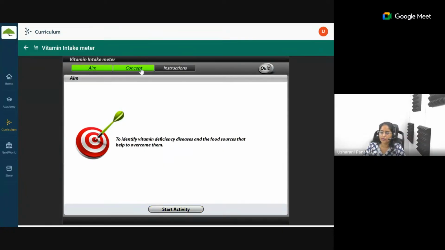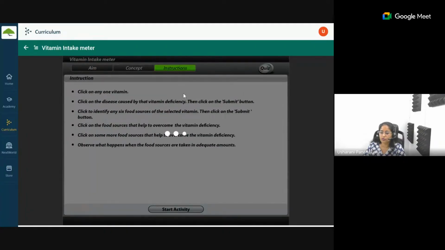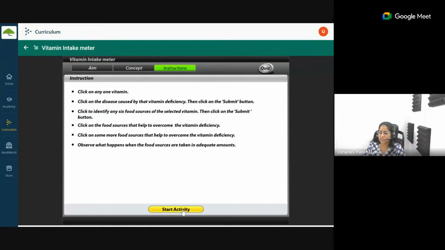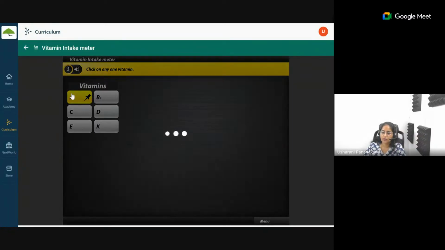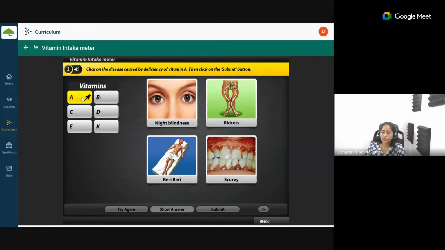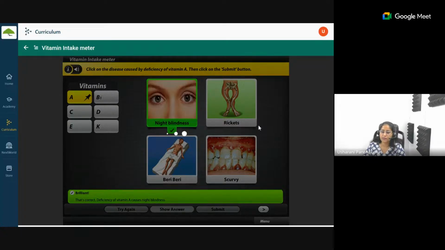So this is a concept. What are the instructions that the student needs to follow, or the teacher needs to follow when she is displaying it in the classroom? Now coming to the start activity. Click on any one vitamin. There is an audio also which is coming here. Click on the disease caused by deficiency. When I click on this and say submit, if it is right, obviously it gives a suggestion saying that you have done a good job.